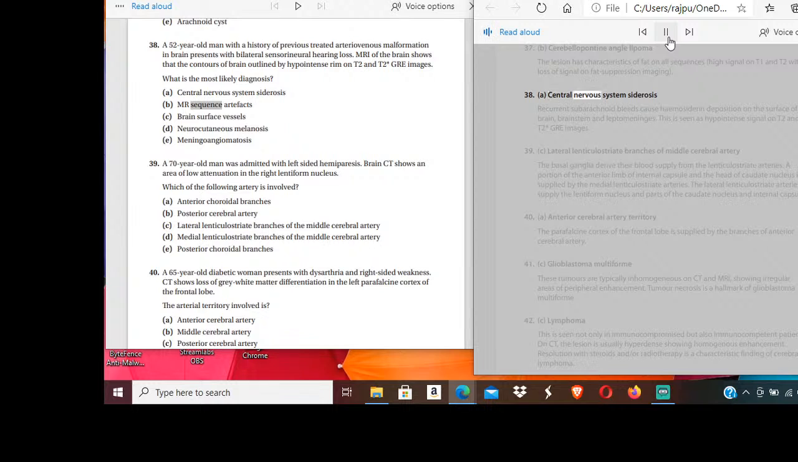38. A. Central nervous system siderosis. Recurrent subarachnoid bleeds cause hemosiderin deposition on the surface of the brain, brainstem and leptomeninges. This is seen as hypointense signal on T2 and T2* GRE images.